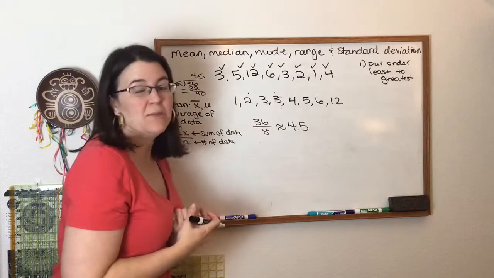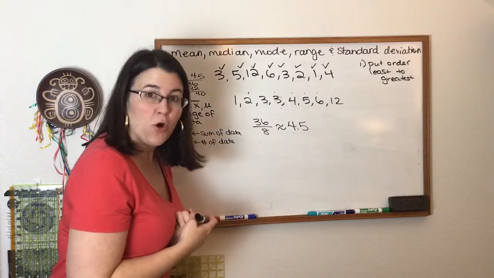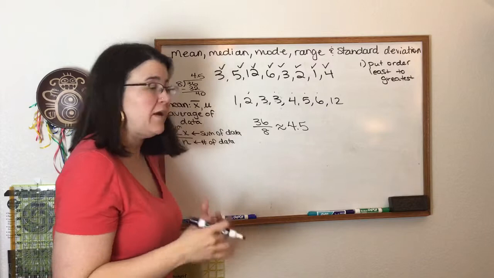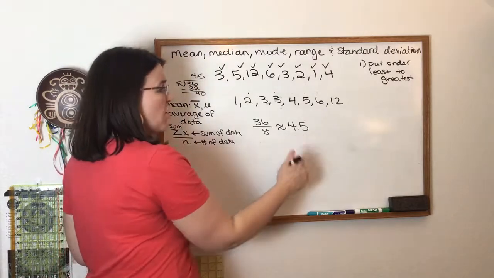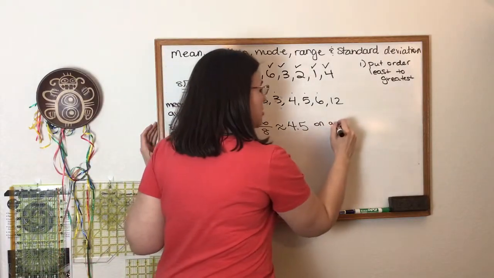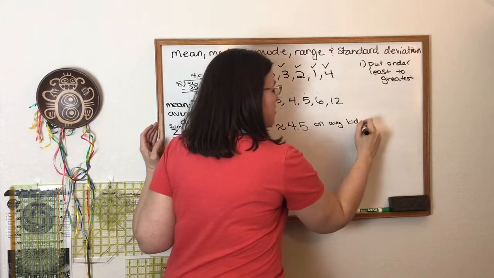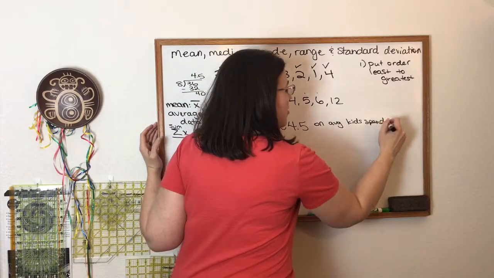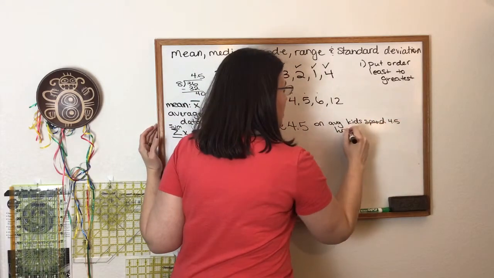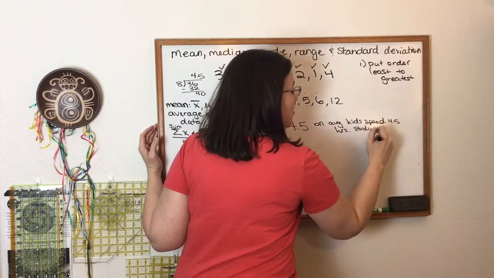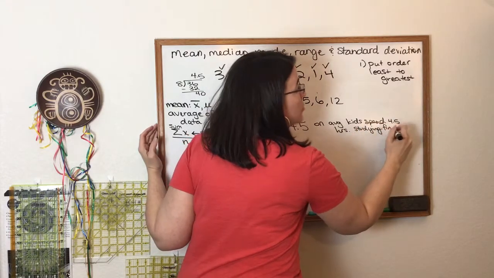All right, so let's say this is something like time spent on homework or time spent studying for a final. So what this says is, on average, kids spend 4.5 hours studying for their final. God, if only that were true.